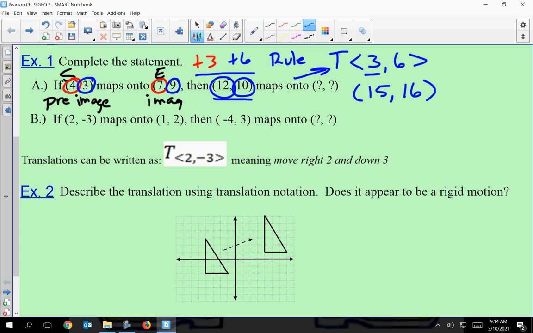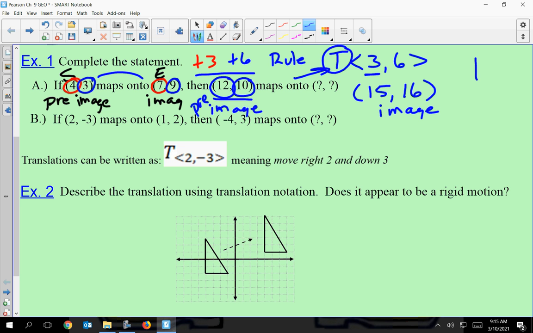I started here. This was my pre-image. All right. And this became my image of that point. Okay. So I'm just shoving it. I'm giving it a push in a certain direction. I created a rule between these 2 points that I had, and I was able to use that rule with a different point. Okay. The big thing here is we're going to identify how I'm moving it.